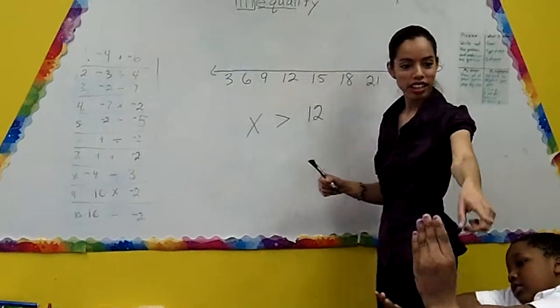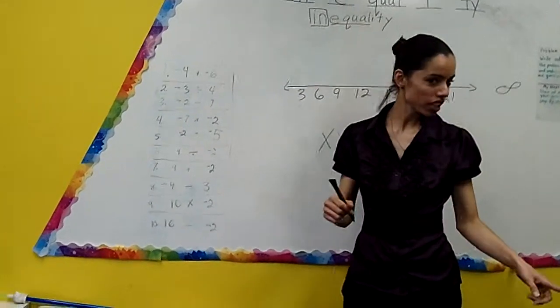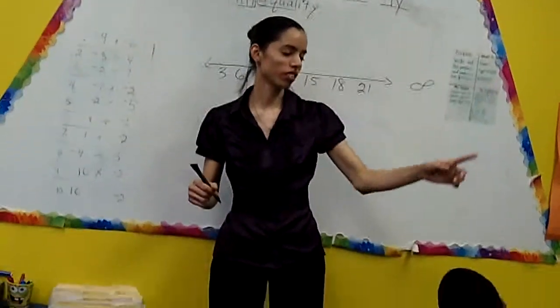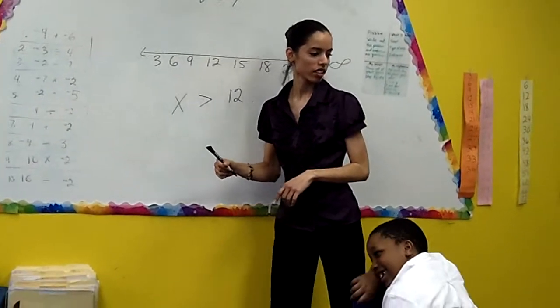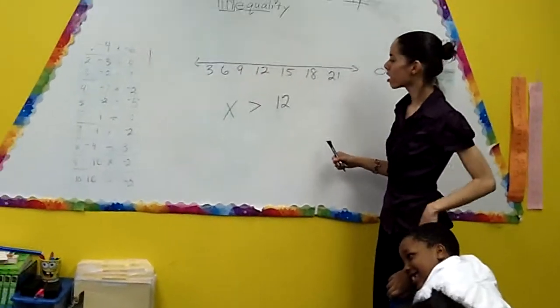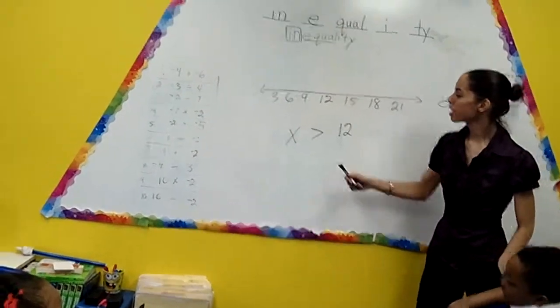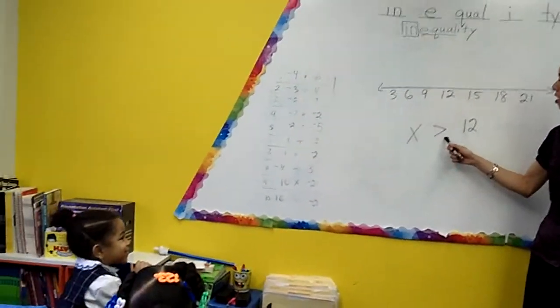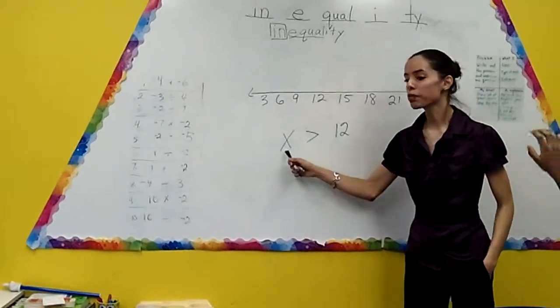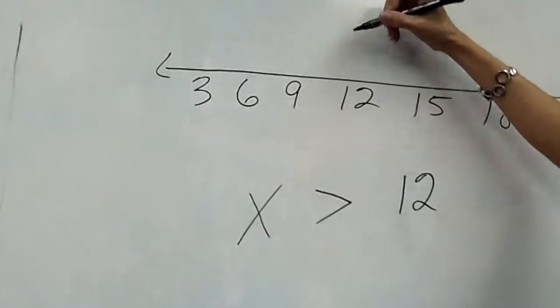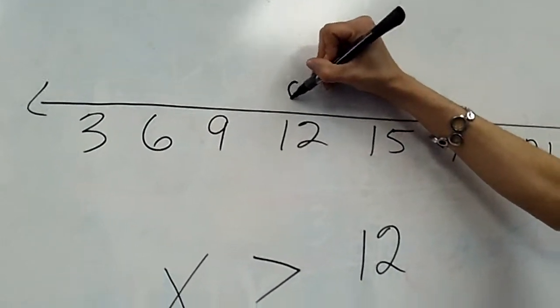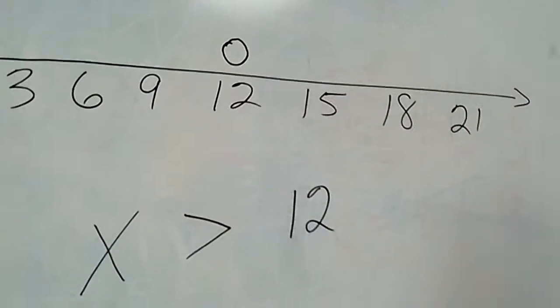15. 120. Nicholas? 100,000. Okay, you're making up numbers. Sapphire, give me a number greater than 12. 120. Okay, you guys love 120. So, I'm looking for any number that is greater than 12. So, since I'm looking for a number that's greater than 12, I'm going to go to the number 12. Right here. Put a circle on top of it.